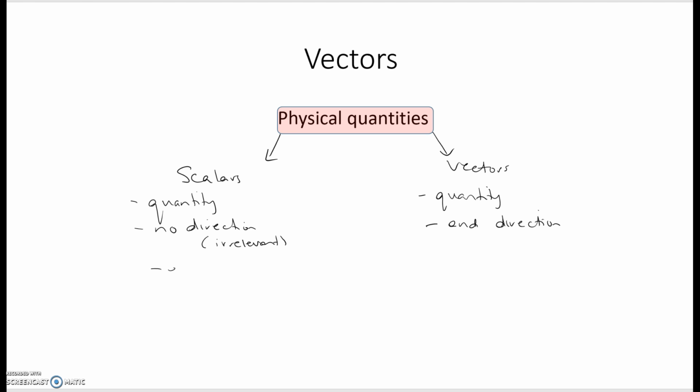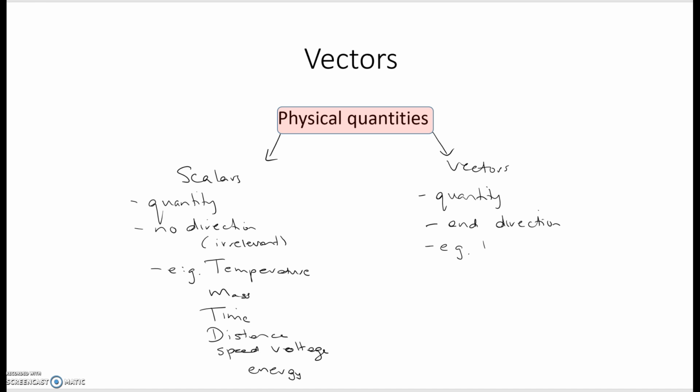For example, here in scalars we might look at temperature, mass, time, distance, speed, I'm going to run out of space, voltage, energy, and for vectors we might look at force, displacement, velocity, and momentum.